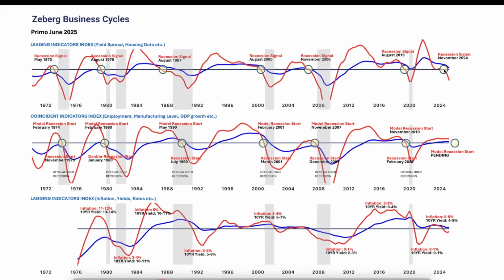It can last a while, because when we have the crossover, we know it can take two to four quarters before we get the crossover of the coincident indicators. And actually, in 1987 it took a little longer. So it's only an indication of the direction, but bearing in mind that it's never been wrong. Now we're waiting to see what shows up in the coincident indicators, meaning employment, manufacturing level, GDP growth, and so on, that will start to show us this slowdown.